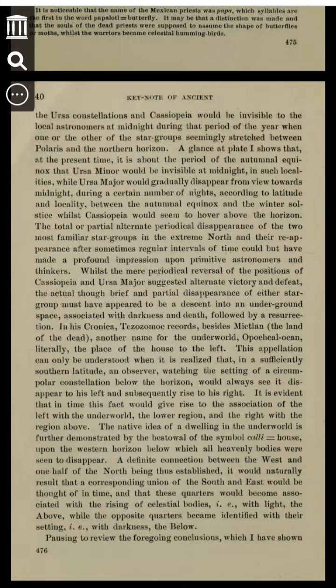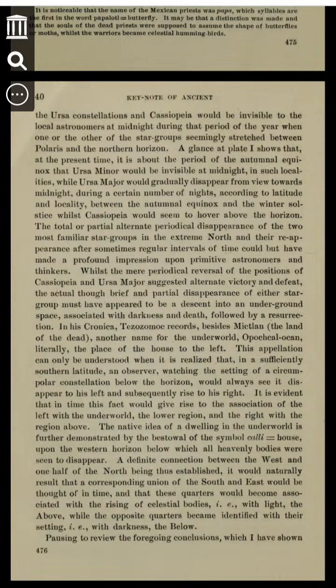In his Chronica, Tezozomoc records besides Mictlan, the land of the dead, I don't really know how to say that, another name of the underworld, Opochcopa Ichan, literally the place of the house to the left.